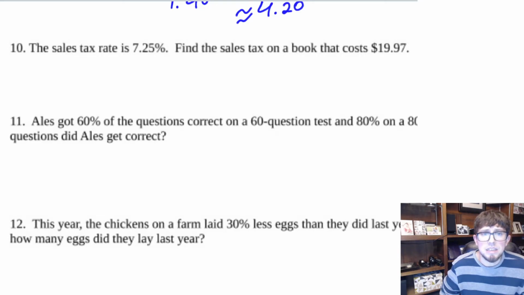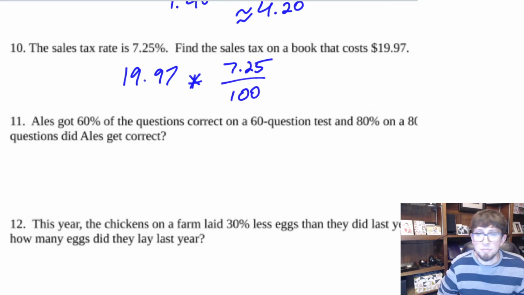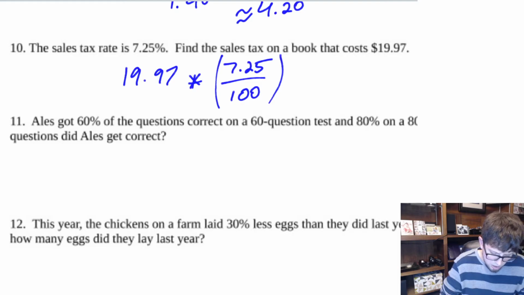The sales tax rate is 7.25%. Find the sales tax on a book that costs $19.97. So what you can do is take 19.97 and multiply it by 7.25 over 100, because it's given as a percentage. If you weren't sure how to do that in the calculator, you can always just put parentheses around that, and this will actually jump you straight to the answer. I tend to multiply by 0.0725 because I'm familiar with moving the decimal place over.